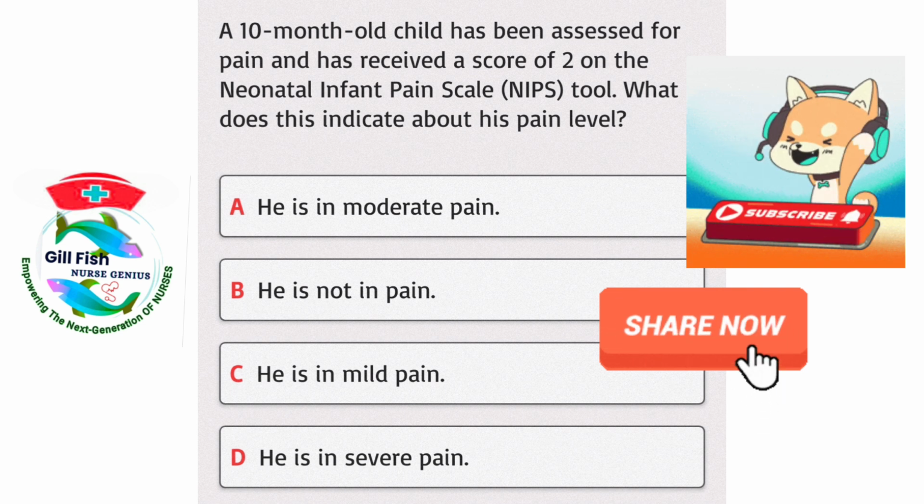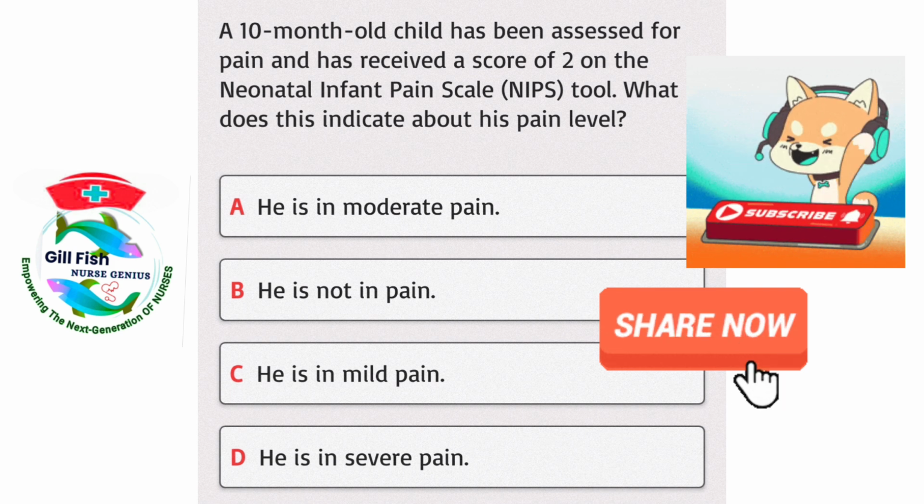Option D, he is in severe pain. So what could be the correct answer here? Usually, the NIBS, the Neonatal Intensity of Pain Scale, if it is less than 3, there is no pain indicated. So when more than 3, it will be causing the pain. Facial expression and respiratory rate are monitored; after 3 the score will be 3.